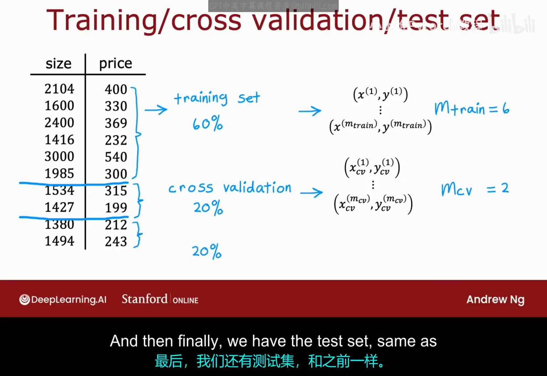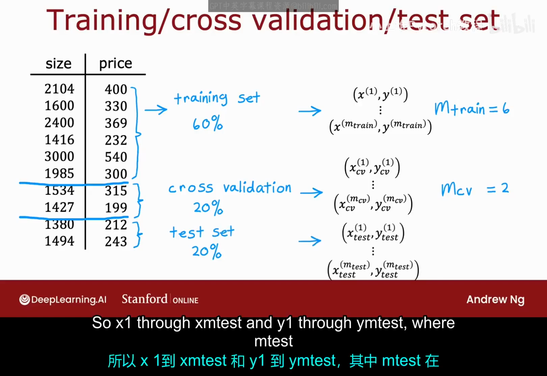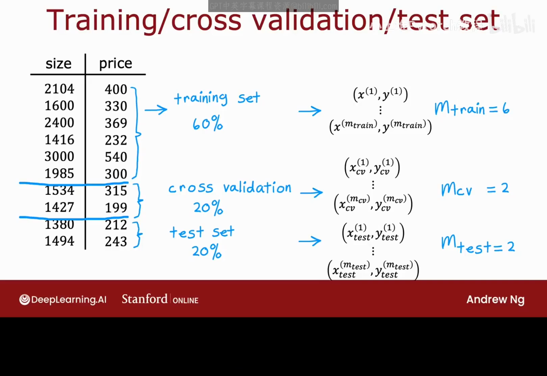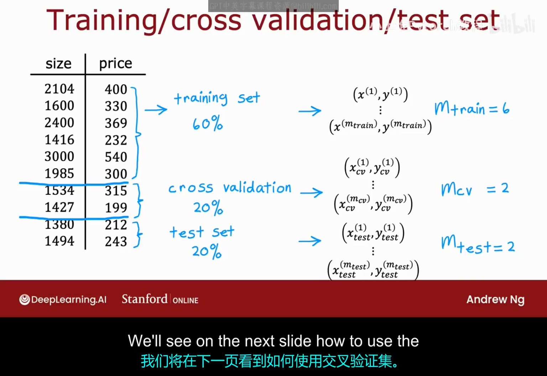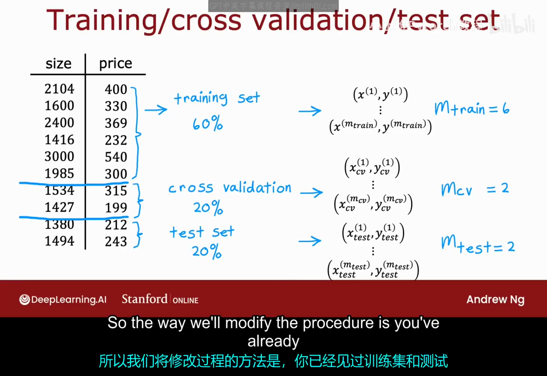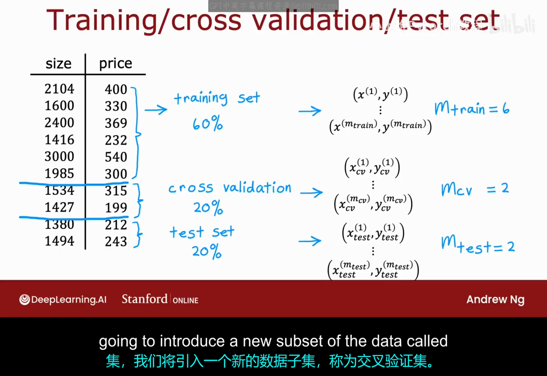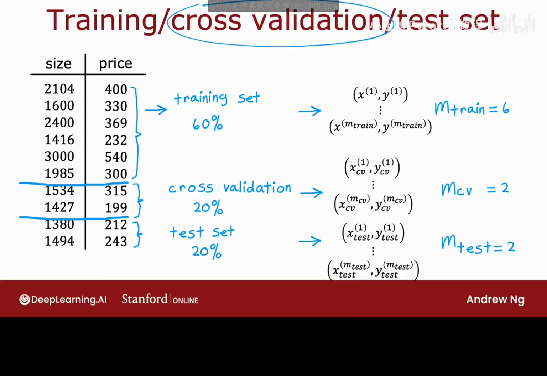And then finally, we have the test set, same as before. So x1 through xmtest and y1 through ymtest, where mtest here is equal to 2. This is the number of test examples. We'll see on the next slide how to use the cross-validation set. So the way we'll modify the procedure is, you've already seen the training set and the test set, and we're going to introduce a new subset of the data called the cross-validation set.